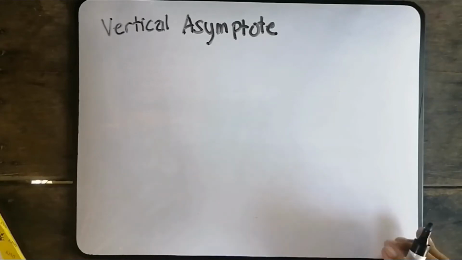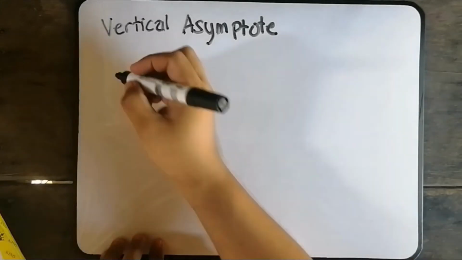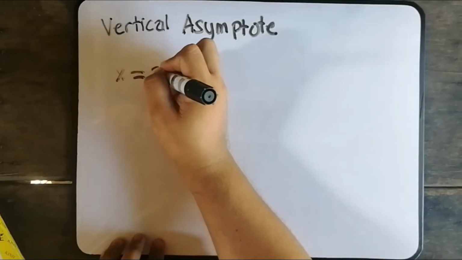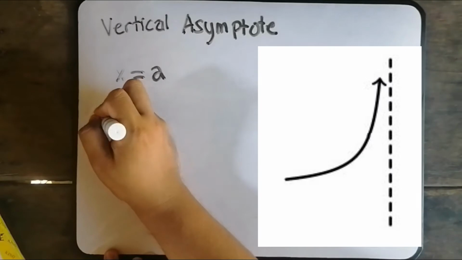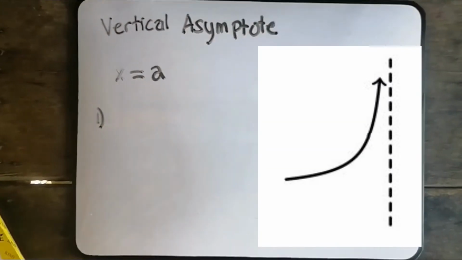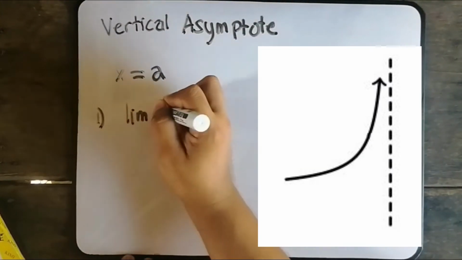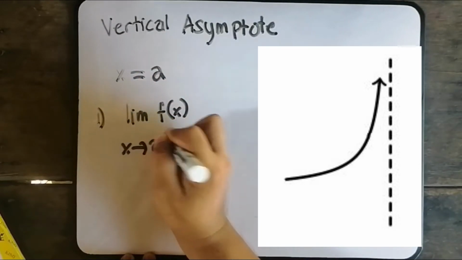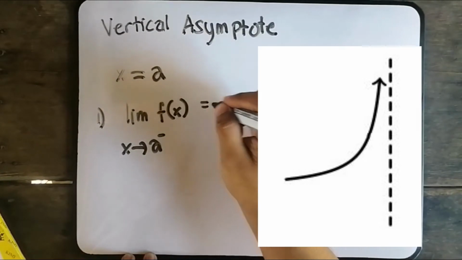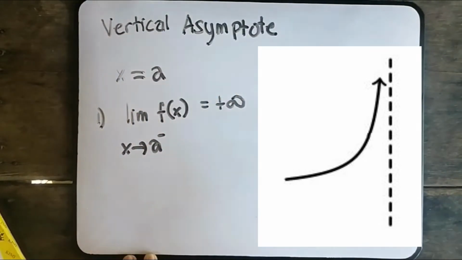Another concept in infinite limits is the concept of vertical asymptote. So the line with equation x equals a is a vertical asymptote of the graph of f if at least one of the following is true. First, the limit of f of x as x approaches a from the left is equal to positive infinity.